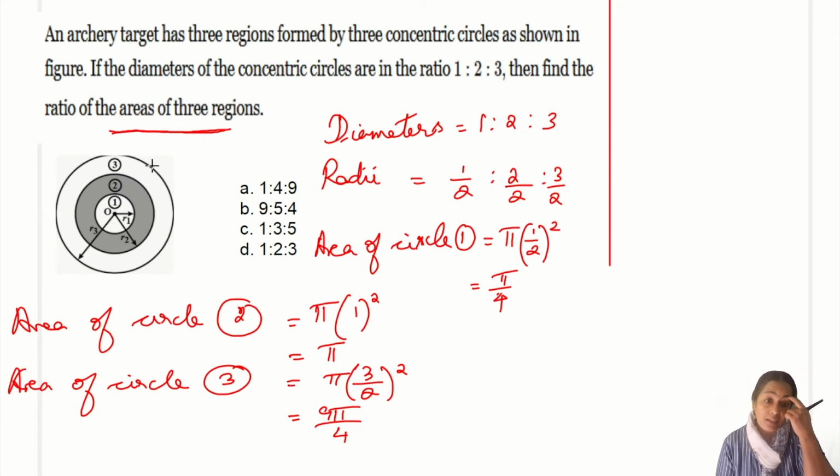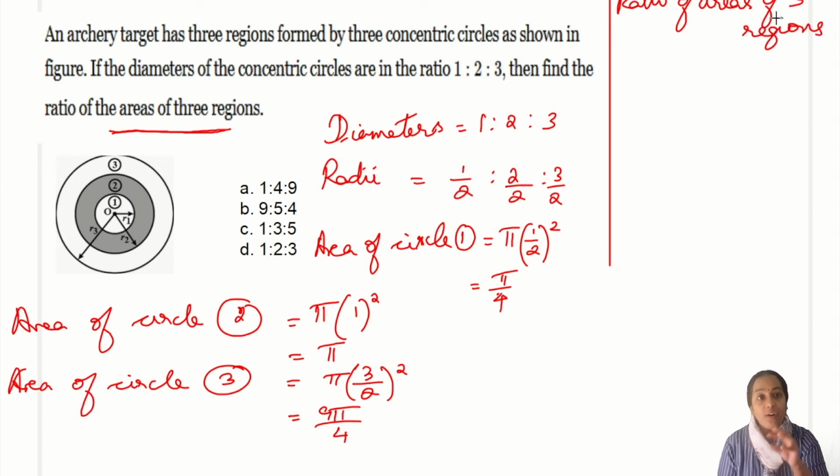So what are the 3 regions? Look at the diagram again. You have a center region, you have an outer region, then the next. So let's find the ratio of the areas of all the 3 regions. You have alternate color shading happening there. Inside it is blank, then you have a shaded one, then the third circle is again blank. We already found the area pi by 4 for the first circle.